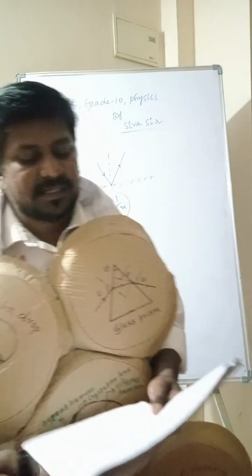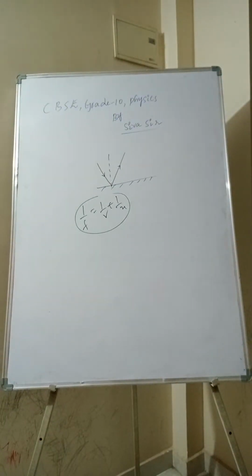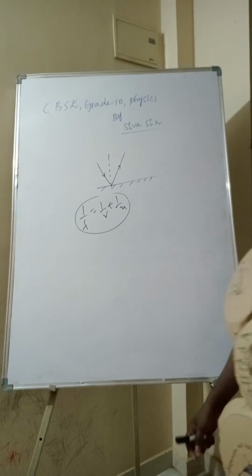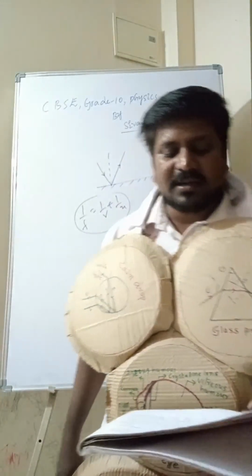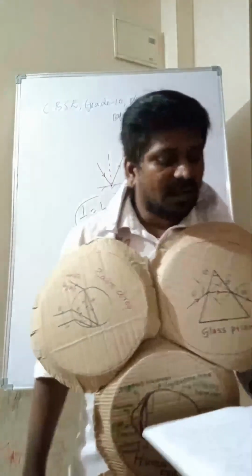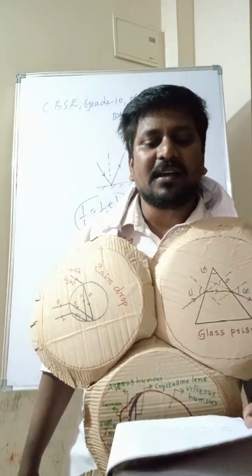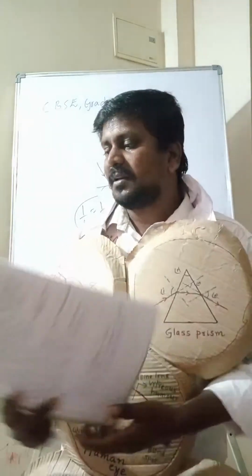Next, Snell's law. Anybody knows Snell's law? What is Snell's law, or the laws of refraction? The incident ray, normal, and refracted ray lie on the same plane. And the ratio of sine of angle of incidence to sine of angle of refraction is constant. That is nothing but the refractive index.